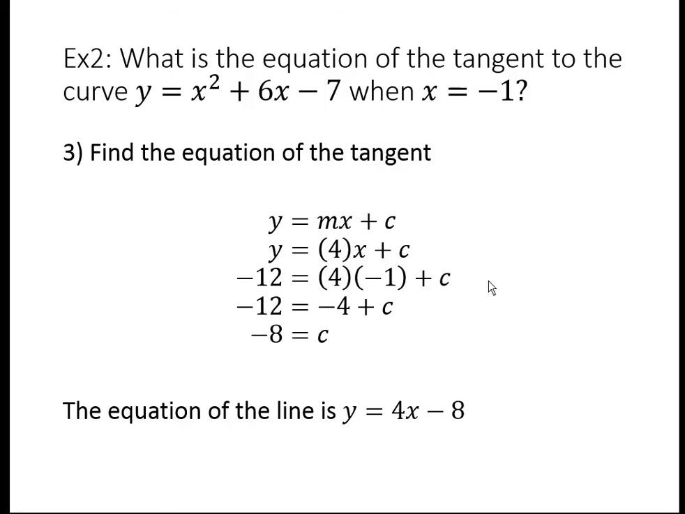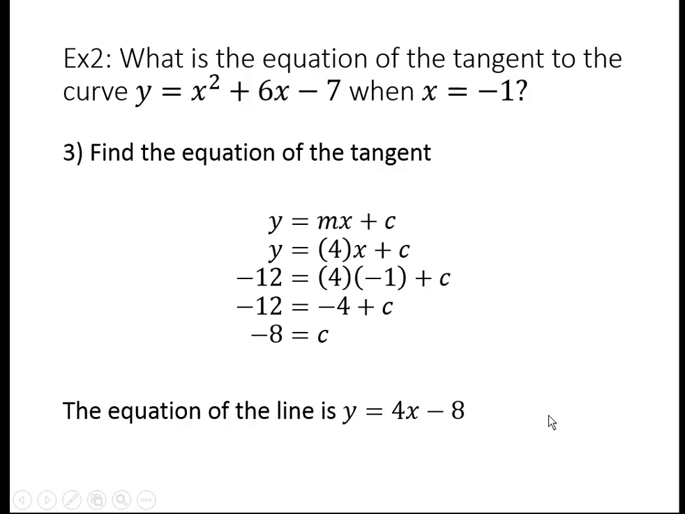Really, I could have been more specific than that. It's not just the line, it's the equation of the tangent at x equals negative 1. And you can confirm this by graphing. So if you were to plot the curve y equals x squared plus 6x minus 7 on your CAS, and then plot the line y equals 4x minus 8, you'll notice this line will run exactly tangent to this curve when x is equal to negative 1. You might need to zoom out a bit because the point is down at negative 1, negative 12.